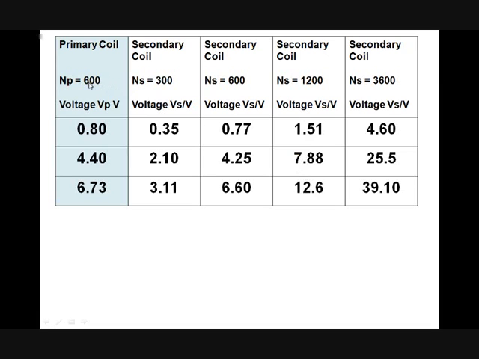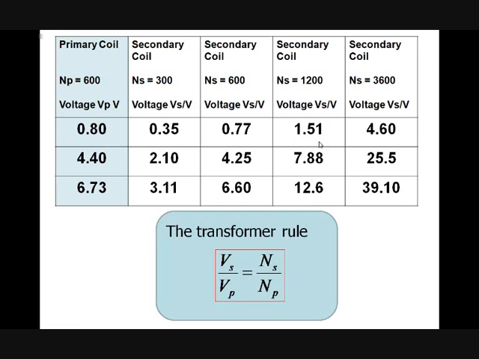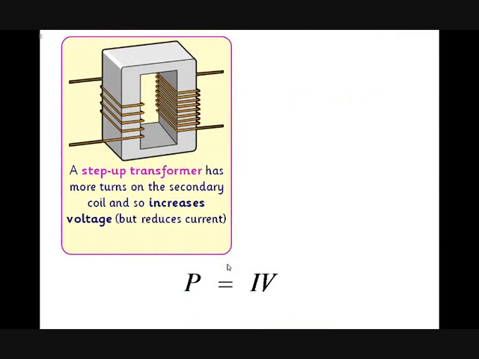This is 600 up to 3,600. That's a factor of 6. And if you look, again, it's not perfect, we nearly multiplied the voltage by 6. This leads us to the transformer rule, which you need to know, and this is that the ratio of the voltages is equal to the ratio of the turns. If you double the turns, you double the voltage. Quite a simple rule, and you can get to it via experiment pretty quickly.